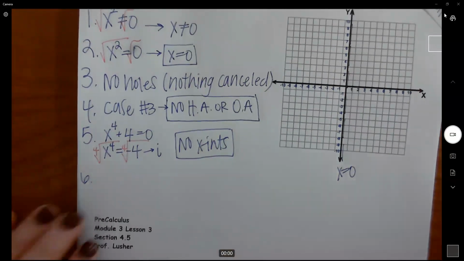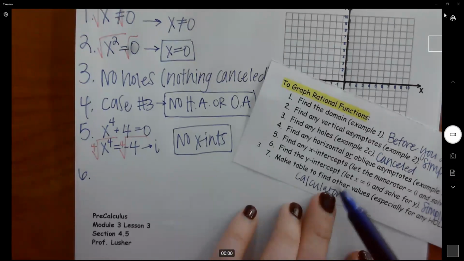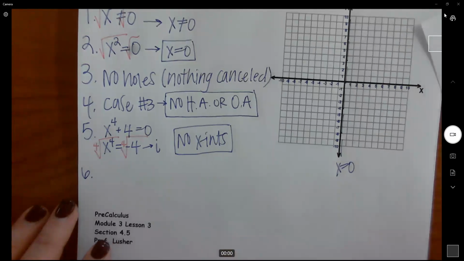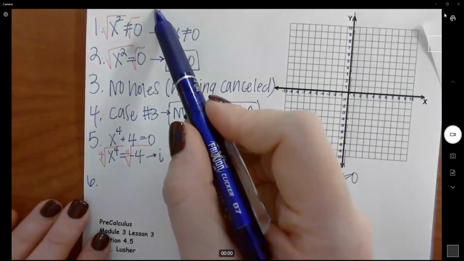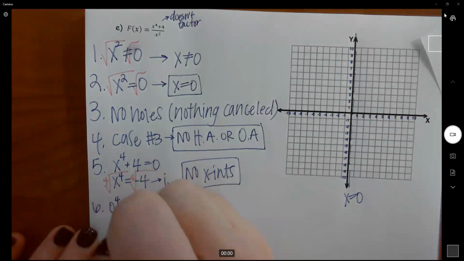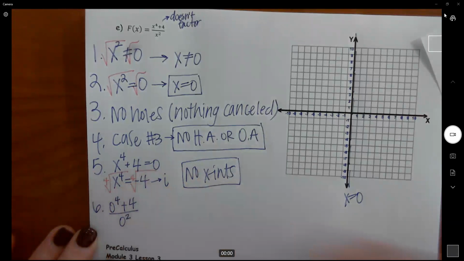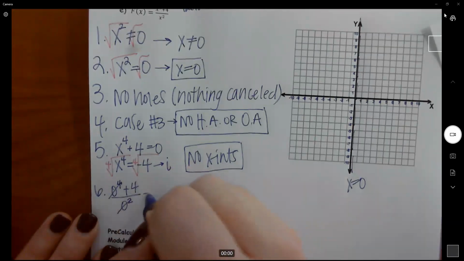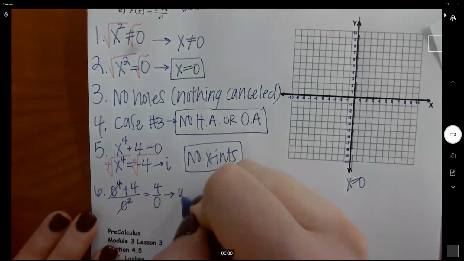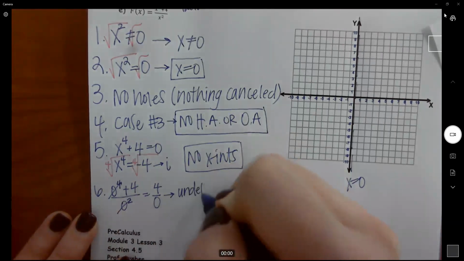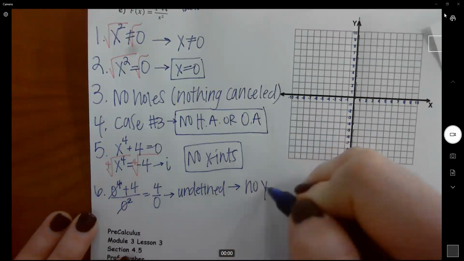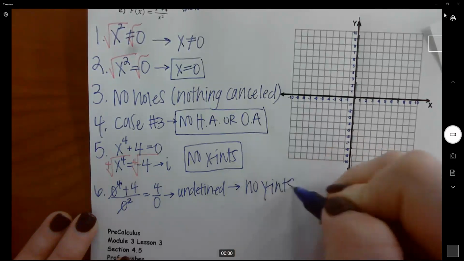6, I need to let x equal 0 and solve for y. So when I put in 0 here, we get 0 to the 4th plus 4 divided by 0 squared. Cancel, cancel. I'm left with 4 divided by 0. This is not allowed. This is undefined. So that means I also have no y-intercepts.